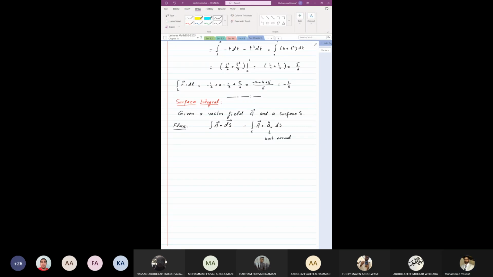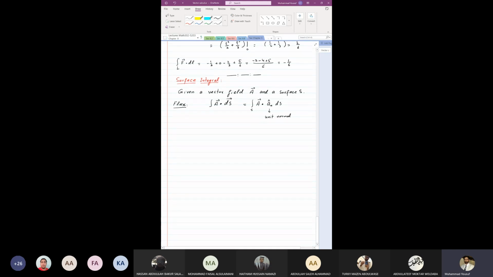So we will do an example or exercise, but first I need to find an example or exercise relating to surface integrals. Then the last thing is the volume integral.